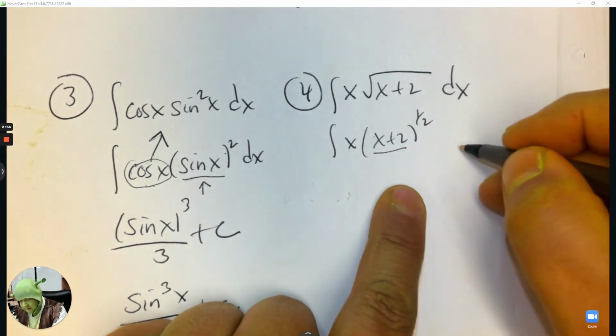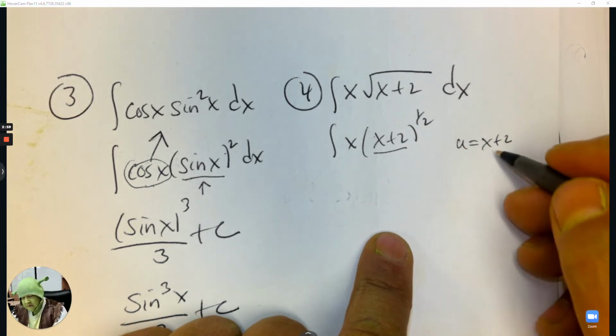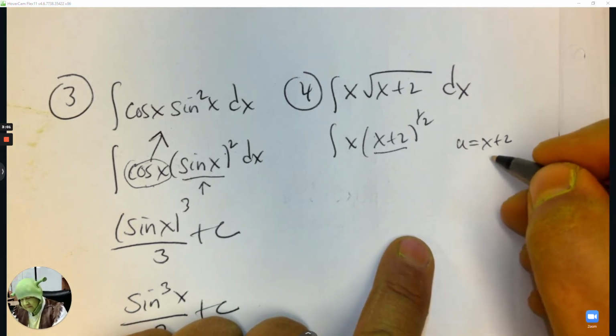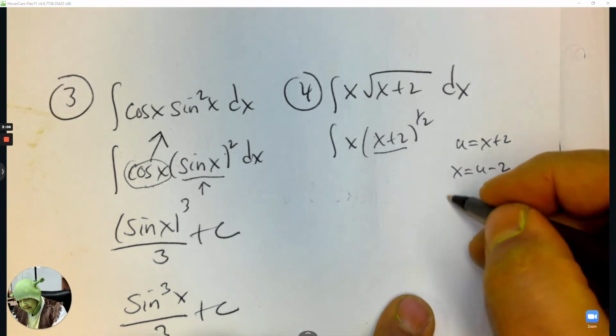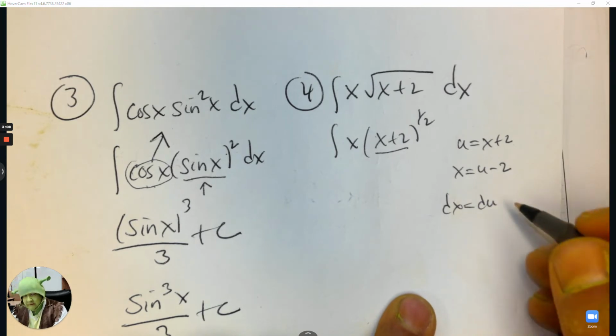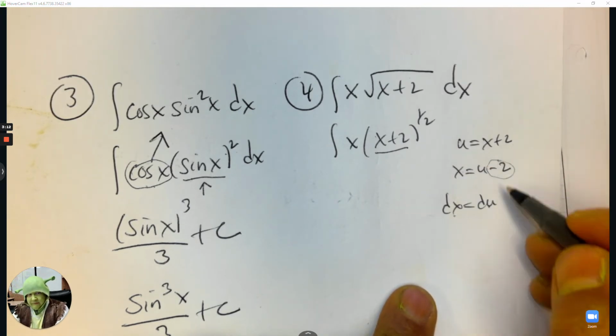So what's inside the parentheses, I'm going to let U equal that. Then I'm going to solve for x. To get x by itself, I'm going to subtract 2. So x is equal to U minus 2. Then I'm going to take the derivative of both sides. So the derivative of x, the derivative of U, and then the derivative of negative 2 is 0.